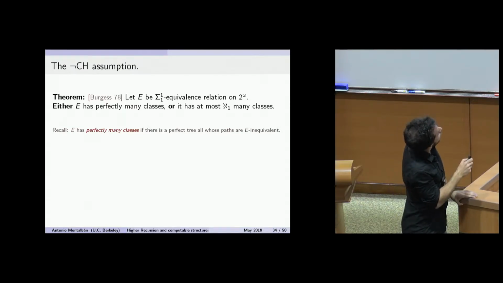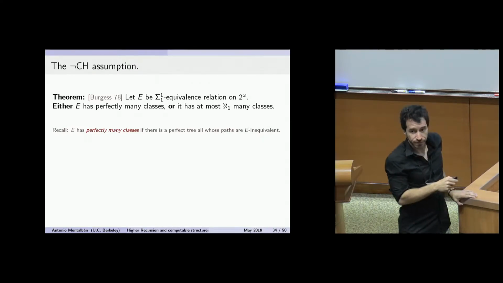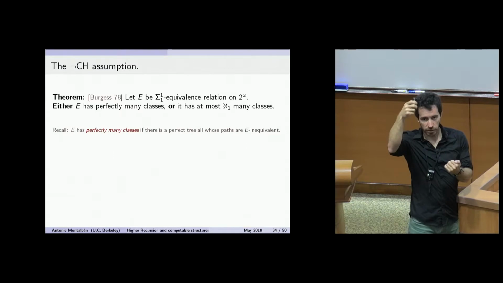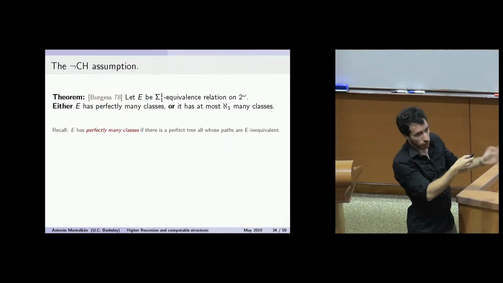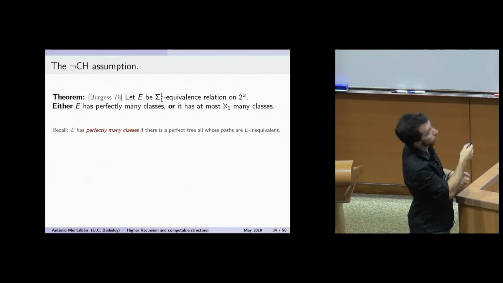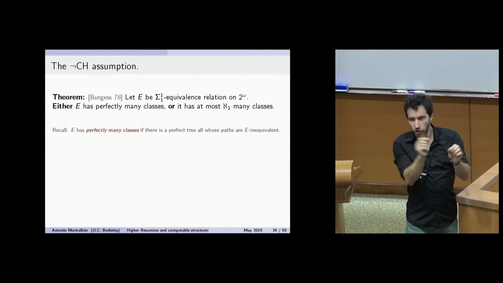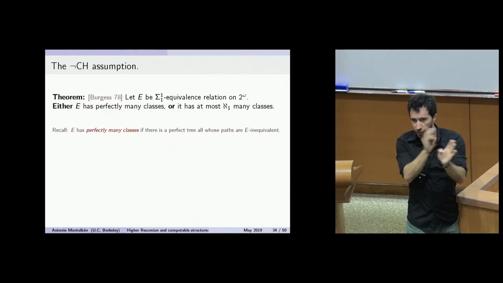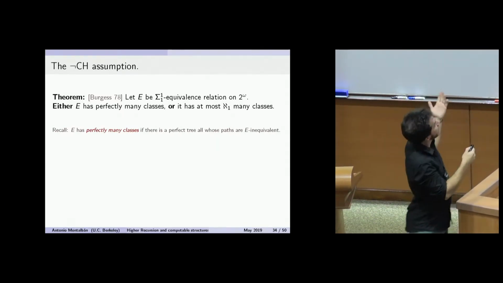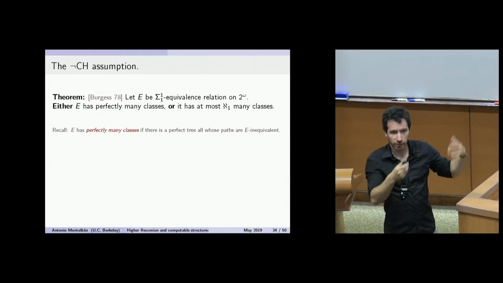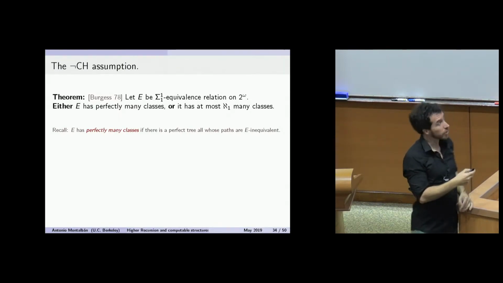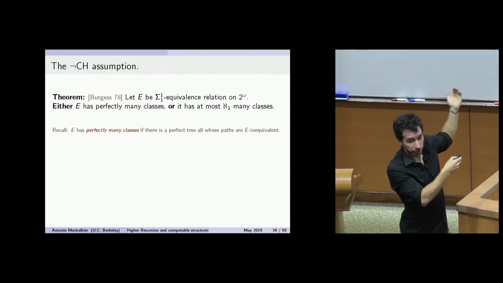So Burgess showed that if you have a sigma 1 equivalence relation, then either it has perfectly many classes or at most Aleph-1 many classes. So if it has more than Aleph-1, there has to be a perfect set, a closed set without isolated points, like a Cantor set of points all non-equivalent to each other. So they are perfectly many different, non-equivalent equivalence classes. All right, so if you go beyond Aleph-1, you go to perfectly many.